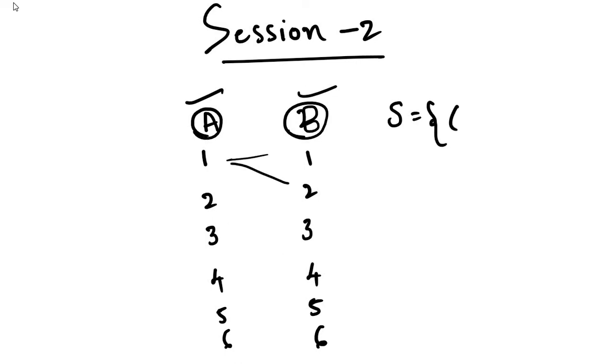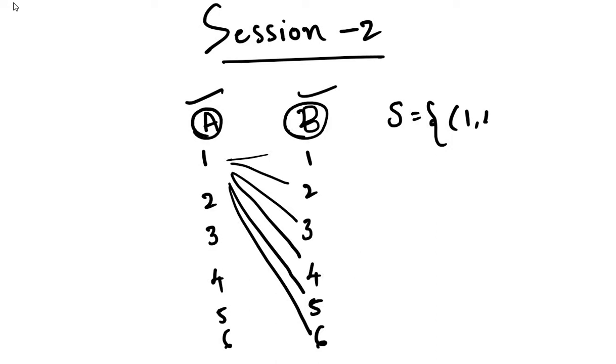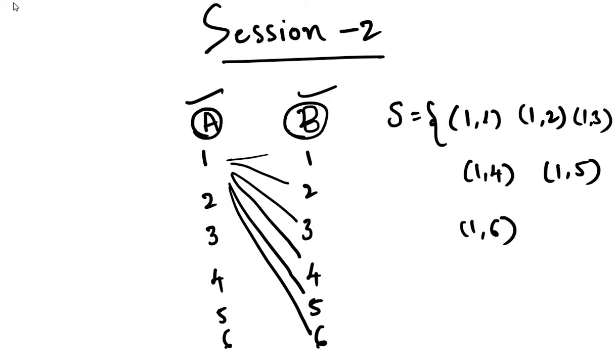(1,1), (1,2), (1,3), (1,4), (1,5), (1,6). Similarly, with 2 also: (2,1), (2,2), and so on up to (6,6).